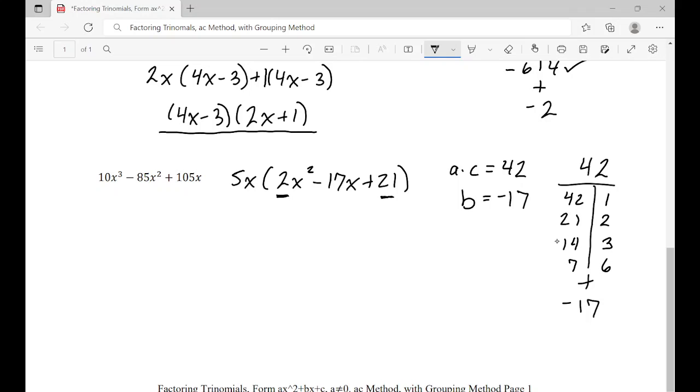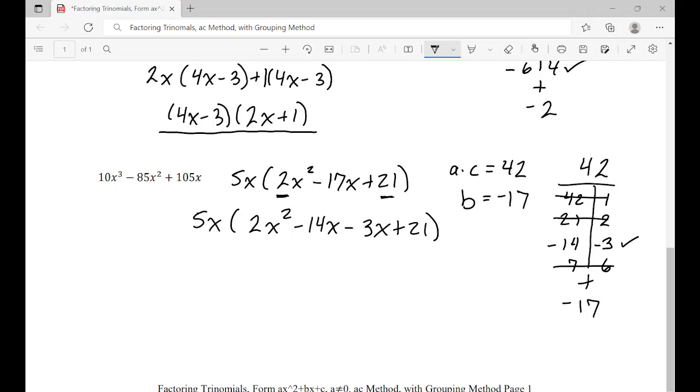And again, my eye goes down to 14 and 3, close to 17, but not quite close enough to negative 17. So let's change those to negatives instead. Double negatives will give me a positive 42, and adding these two numbers here will give me negative 17. So clear out the rest that I don't need, and I got my two factors. So now I keep 5x as is, and I'm going to rewrite it as 2x squared, and negative 17x gets changed to negative 14x minus 3x plus 21.